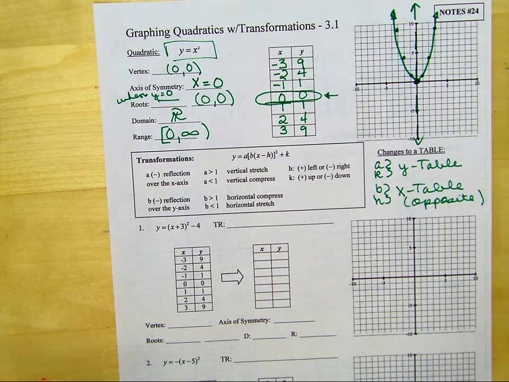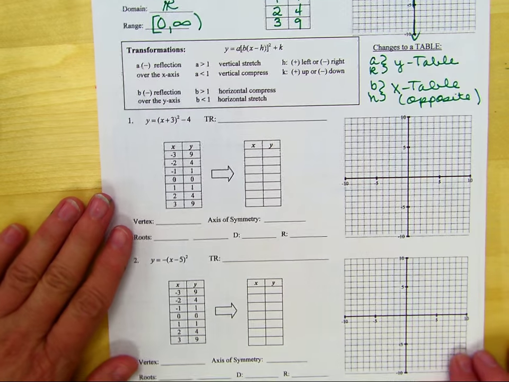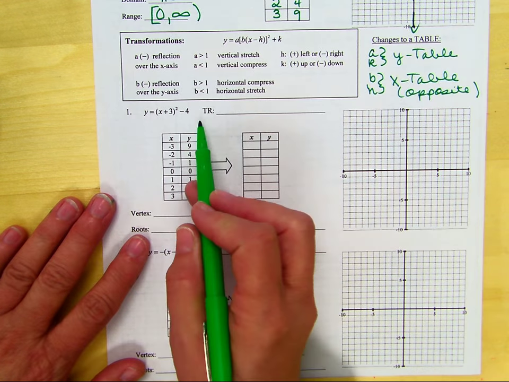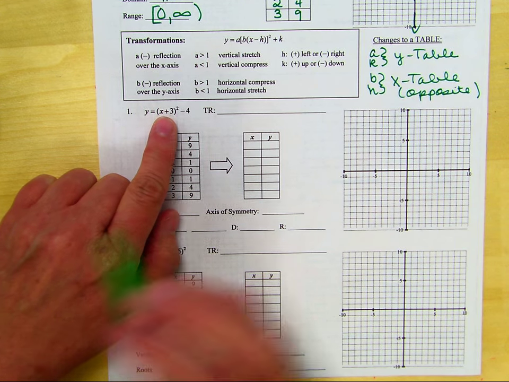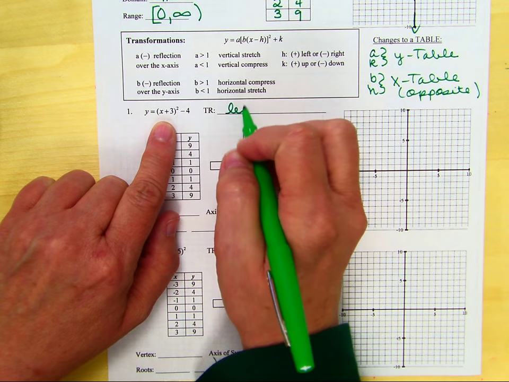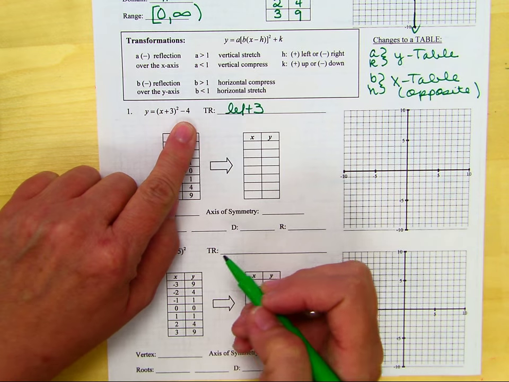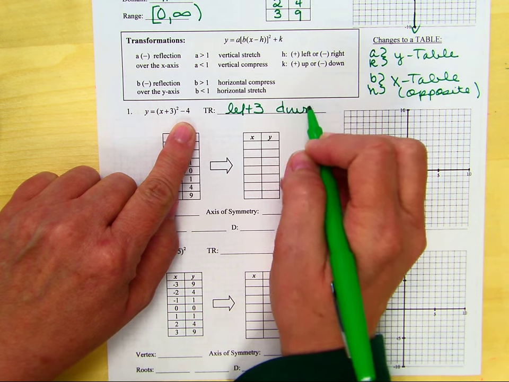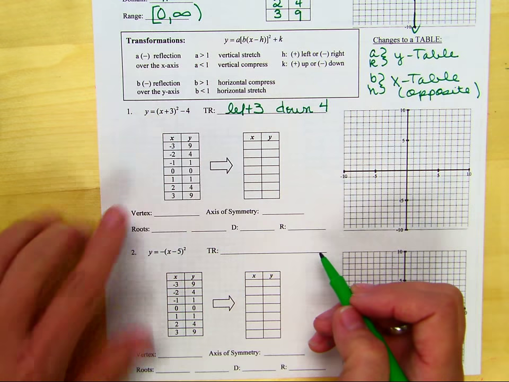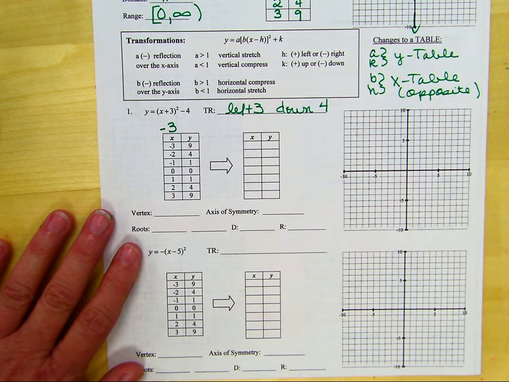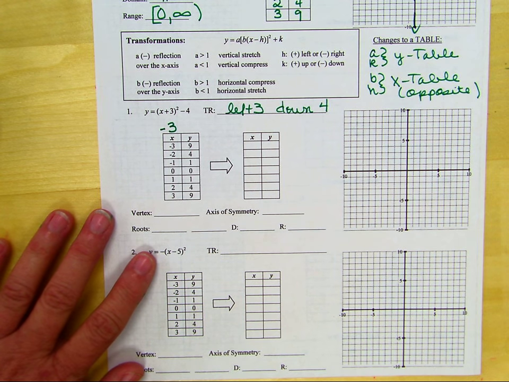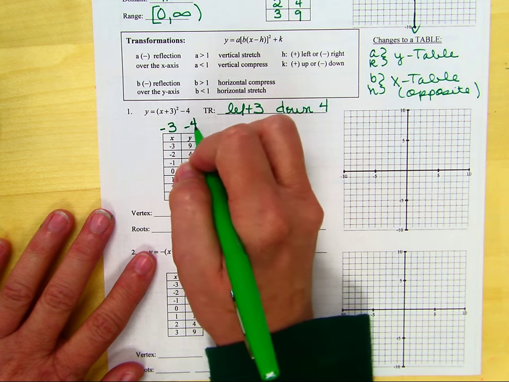Okay, so this is my parent equation, my parent table, my parent graph. All right, so looking at the first transformation, the words first. X plus 3, inside with the x, it does the opposite. So it's going to go left 3. Outside, it does the same. It's going to go down 4. Inside affects the x-axis by doing the opposite, subtract 3. Outside does the y-axis, exactly what I see, so minus 4.